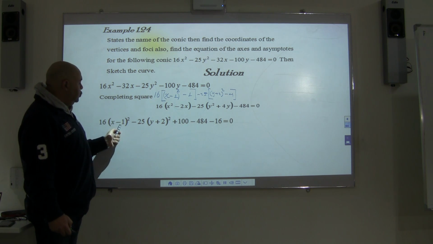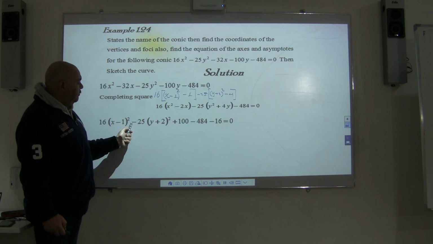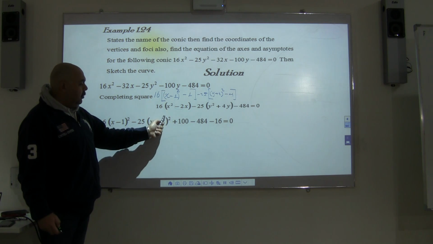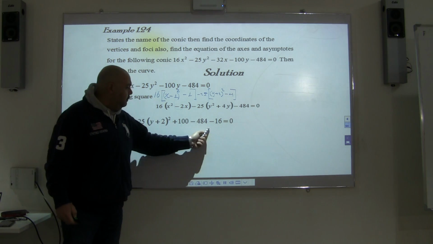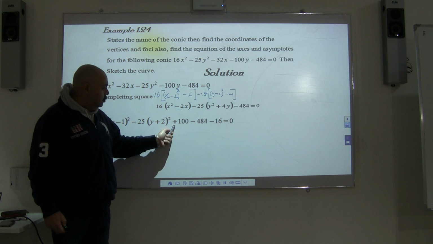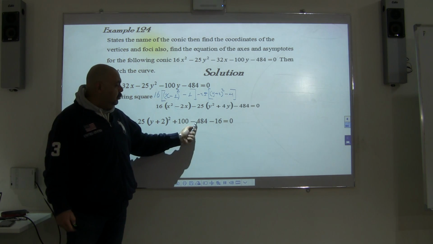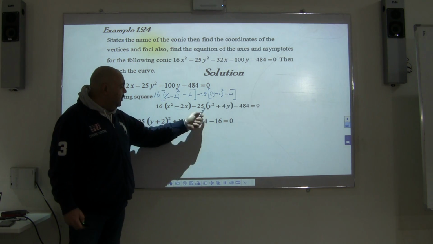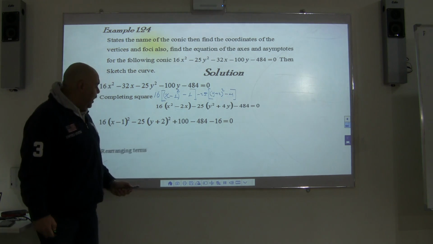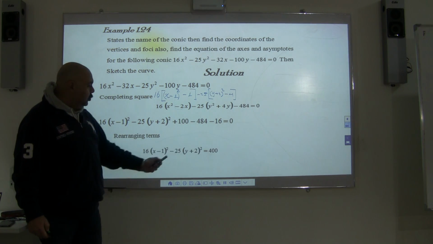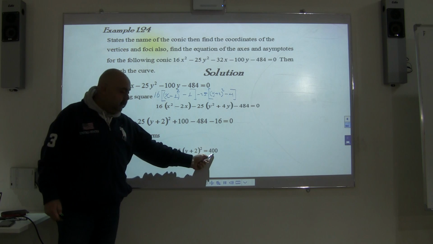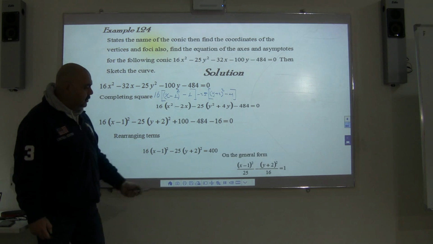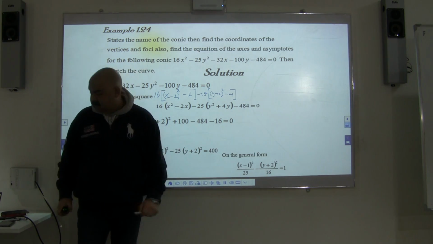16 times x minus 1 to the power of 2 minus 25 times y plus 2 to the power of 2, and these are the numbers that we are talking about. 100 minus 484 minus 16. I will gather these numbers all together and send them to the other side, which is going to be a 400. Dividing on the 400, this is the optimal equation.